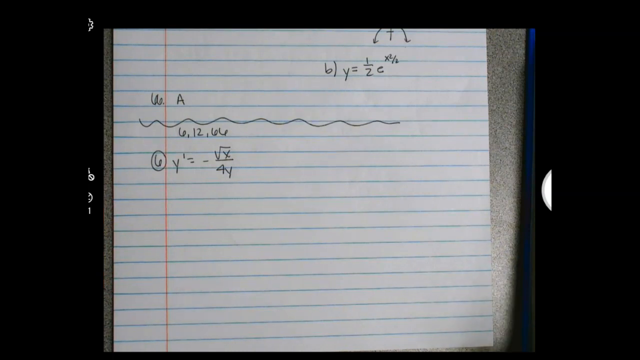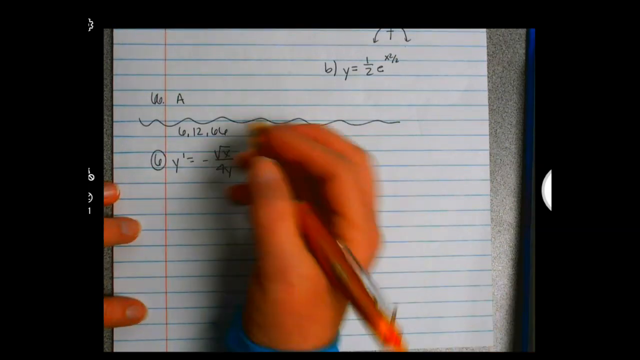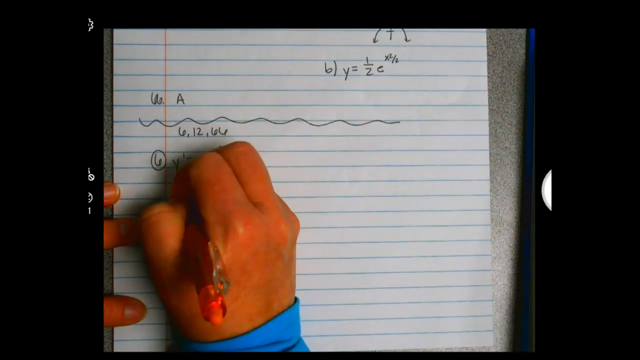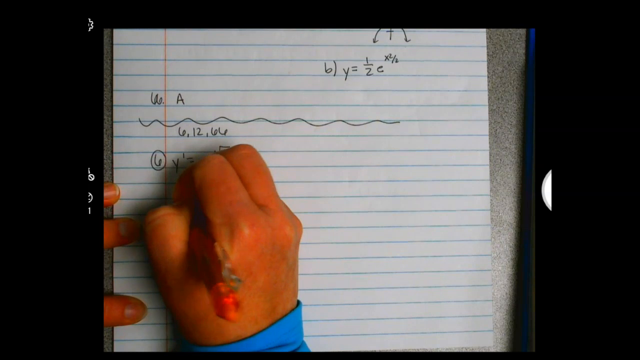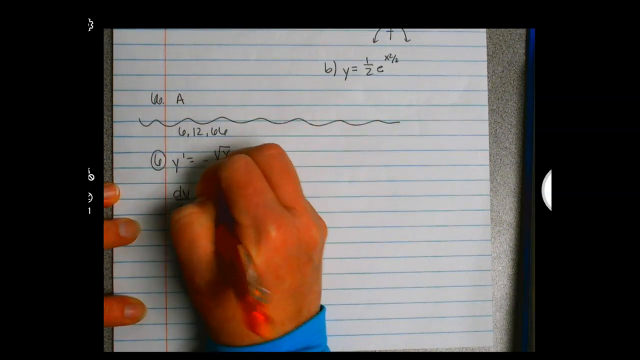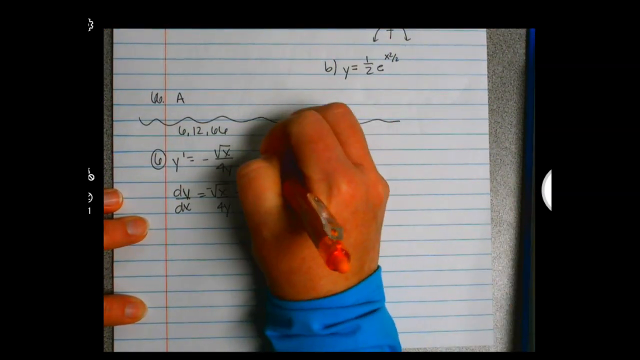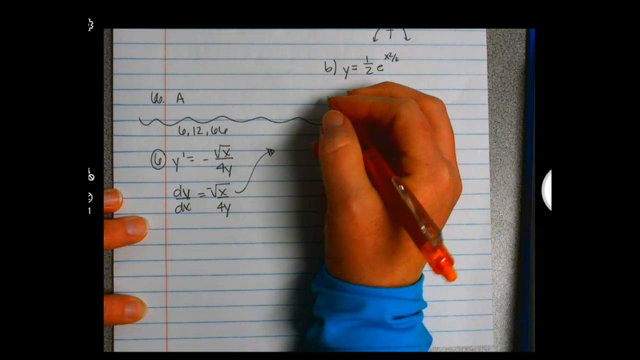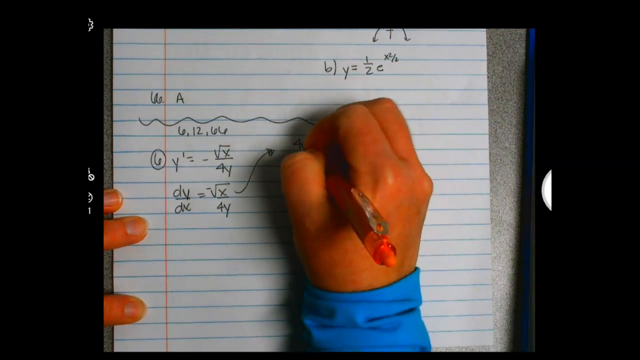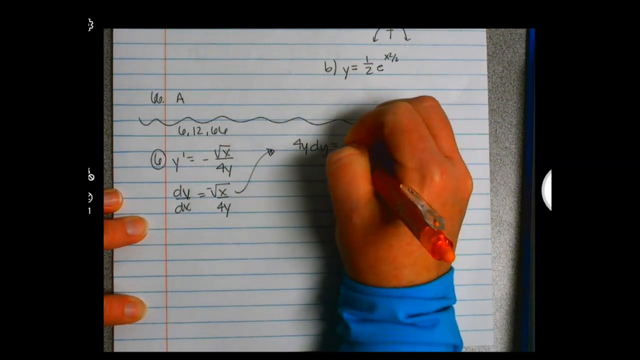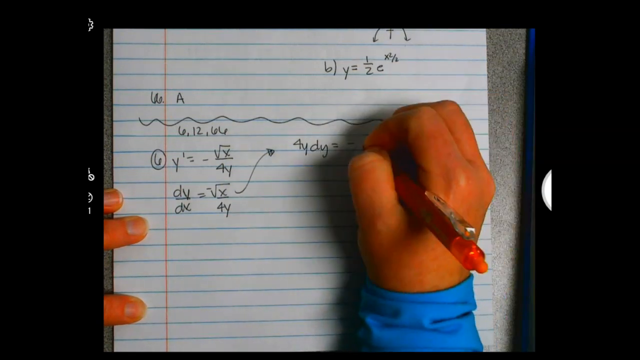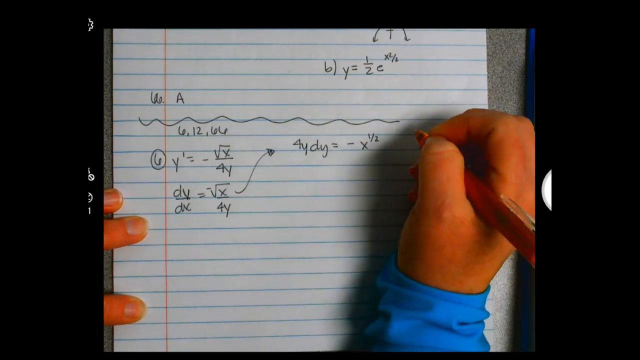So to do this, I suggest that we write with the Leibniz notation so that we can separate them easily. That means I'm going to have 4y dy equals... did y'all leave the negative over here? I gave the negative. Okay.